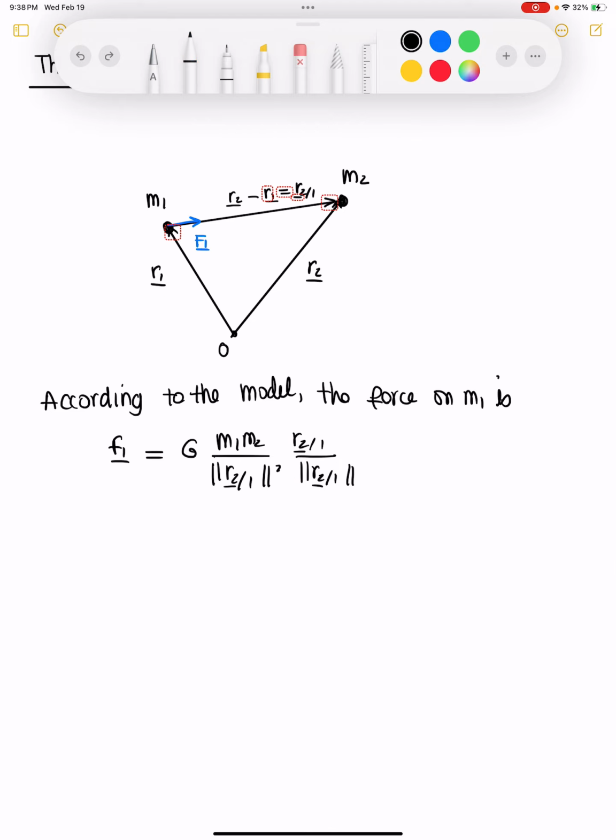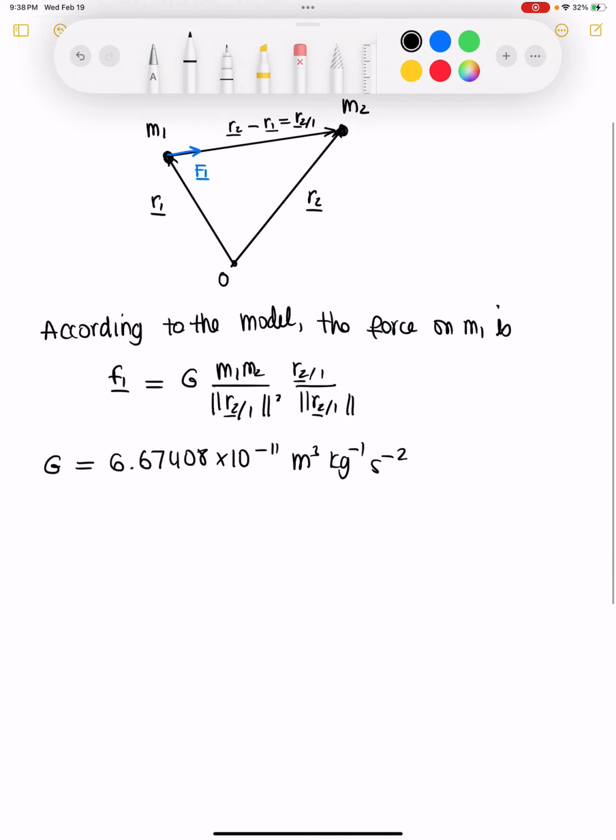What is G? G is the gravitational constant. G equals 6.67408 times 10 to the negative 11 meter cubed per kilogram per second squared, known as the gravitational constant.